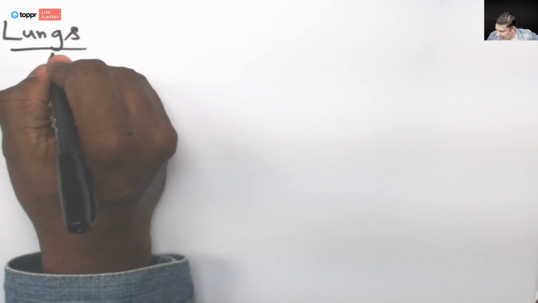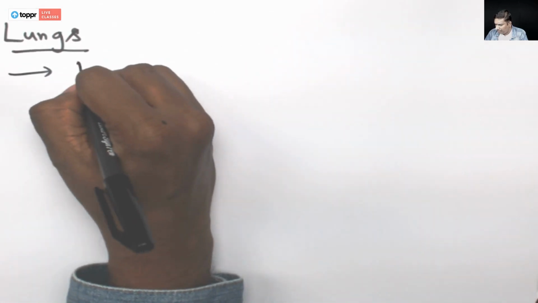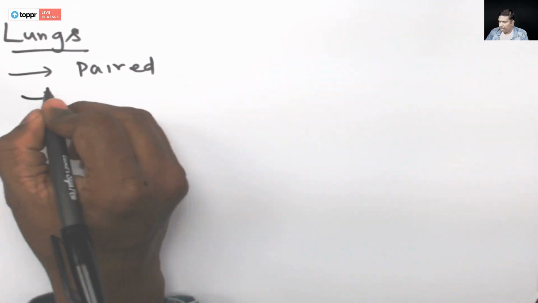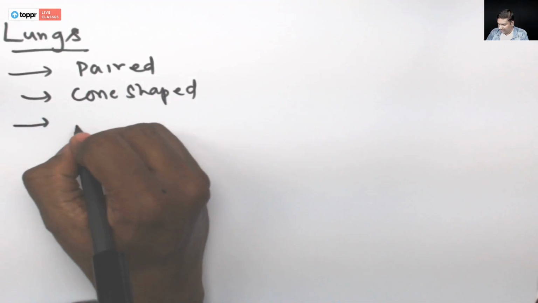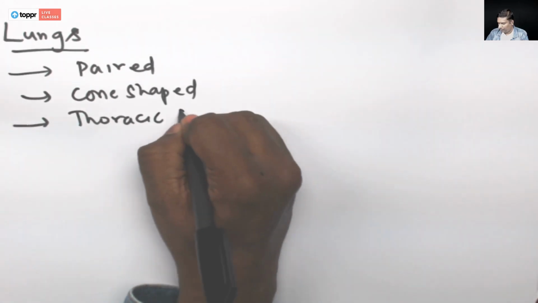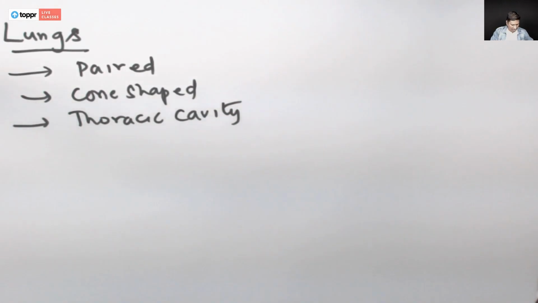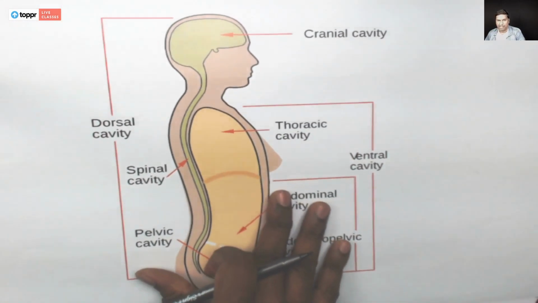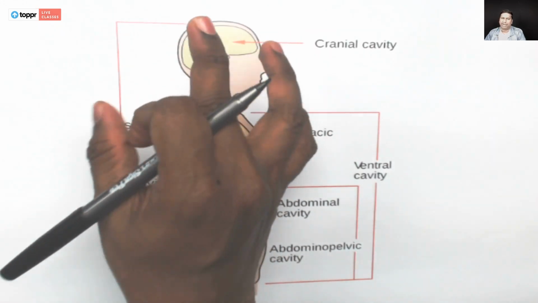Okay, now coming to the lungs, there are a few things that you already know. You have a pair of lungs. They're paired and they are cone shaped, and they are present in the thoracic cavity. If you look at your body, your entire body is divided into many cavities. You can see here you have your cranial cavity in which your brain is sitting. Basically a cavity is nothing but empty space.